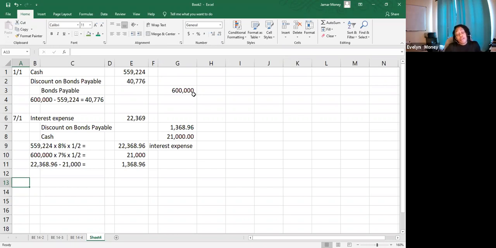So when we do the entry on December 31st, we have to first find our new carrying value and then multiply that by the market rate of interest to find our interest expense. Now, let's do that. So on 12/31, I want to skip some lines here. Let's first find our new carrying value.